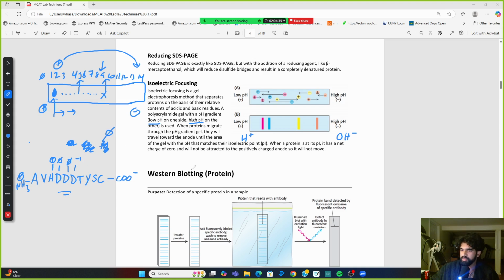But is it going to move anymore? Is this protein going to move in an electric field? Is it going to move? Is it attracted to either direction?